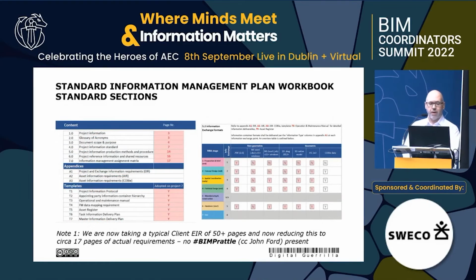Looking at the main workbook, effectively we're trying to take a standard you'll see in typical projects, where you get 50-page plus EIRs. We're trying to cut through what John Ford talks about on Twitter quite a lot, the BIM prattle, cutting away all the fluffy stuff. So we're taking a standard 50-page EIR and developing that into about 17 pages of what the actual requirements are. There's no ambiguity here. These are what the clients look for, and I think that's one of the great benefits of what the SIMP is trying to achieve.